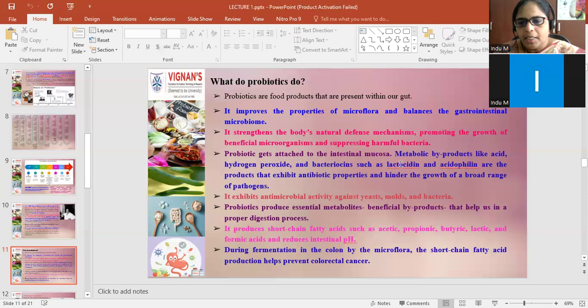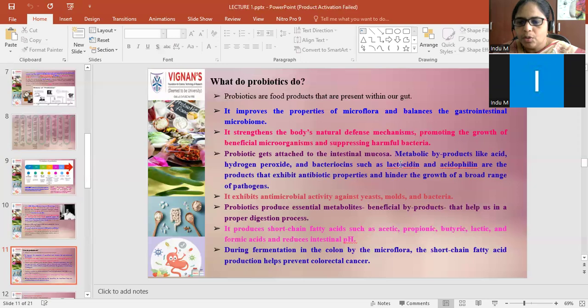So it exhibits antimicrobial activity against yeast, mold, and bacteria also. Apart from these antimicrobial compounds, they produce essential metabolites, and those metabolites help in the digestion process and produce the short chain fatty acids like acetic acid, propionic acid, butyric acid, lactic acid, and formic acid. Generally, these acids reduce the pH in the stomach as well as the intestine.